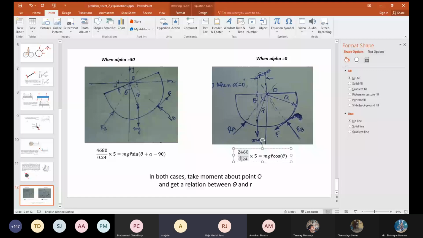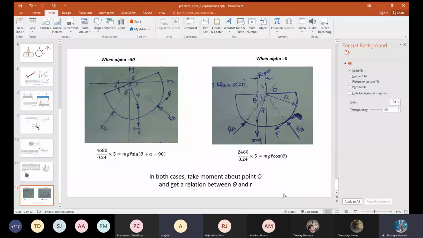Okay? Anything else? No, sir. Then my equation becomes a bit troublesome. Sir, why don't we consider tangential force at B? We do consider the tangential force at B.